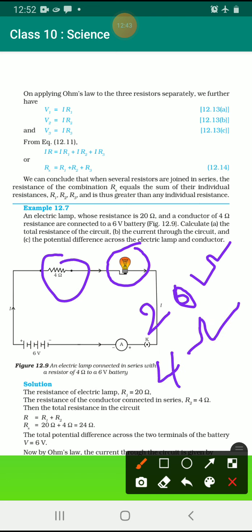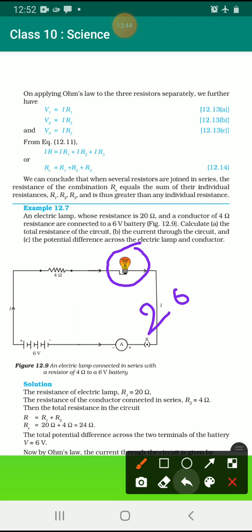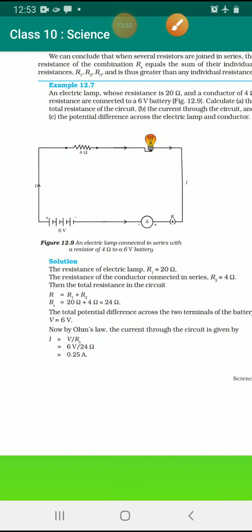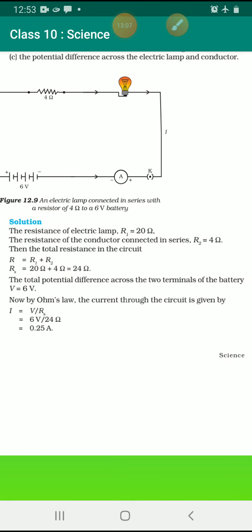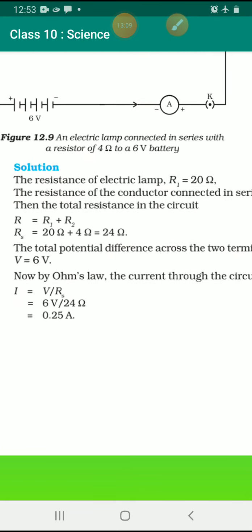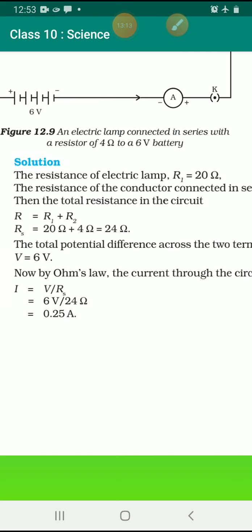By looking at that, if I ask you the total resistance, obviously it will be 20 plus 4, so the total is 24, as you can see here in the diagram. Here in the solution, R1 is 20 ohm. The formula is Rs is equal to R1 plus R2, where Rs means R in series. 20 ohm plus 4 ohm, total 24 ohm.